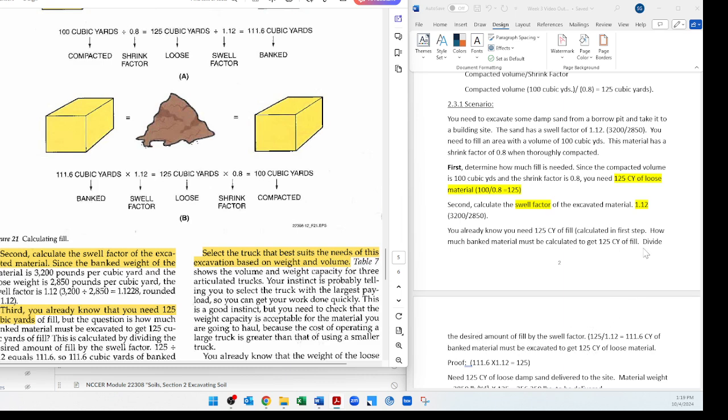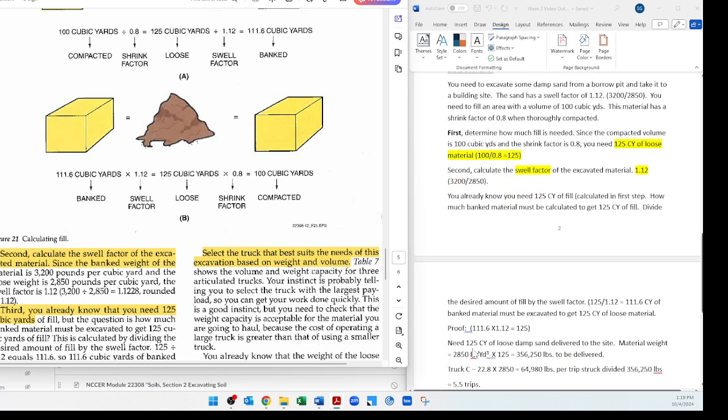Amount of fill, 125 divided by the swell factor, and that's how much soil we gotta dig out to get 125 cubic yards of banked compacted material. Because it's going to swell to 125 cubic yards of loose material. And to prove that, just take that 111.6 and multiply it times that swell factor of 1.12. You'll get 125.